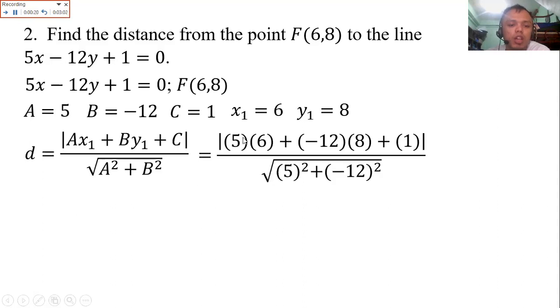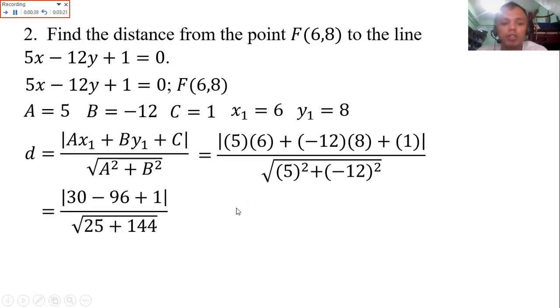Substitute. We have 5 from A times X of 1 is 6 plus your B is negative 12 times your Y of 1 is 8 plus your C is 1 all over by the square root of 5 squared plus negative 12 squared. Multiply natin. 5 times 6 is 30. Negative 12 times 8 is negative 96 plus 1 all over by 5 squared is 25. Negative 12 squared is 144.